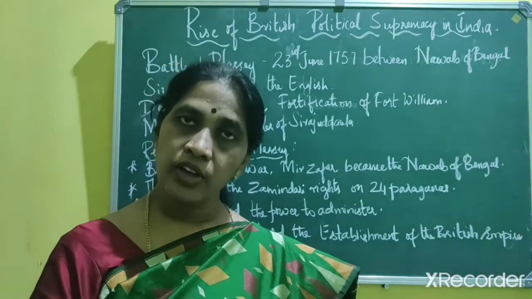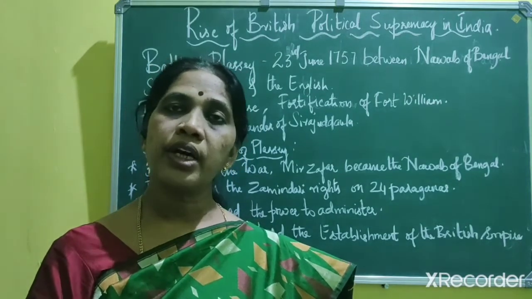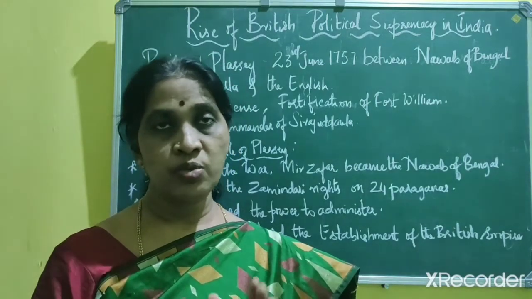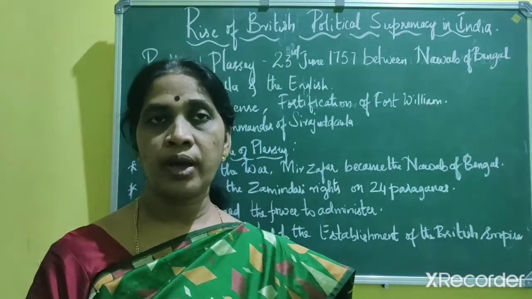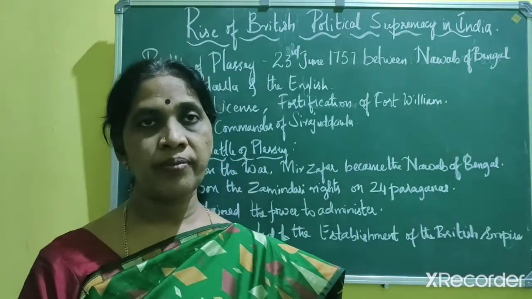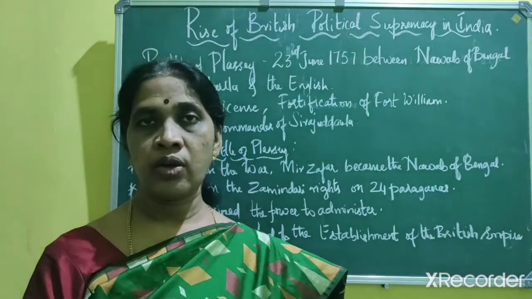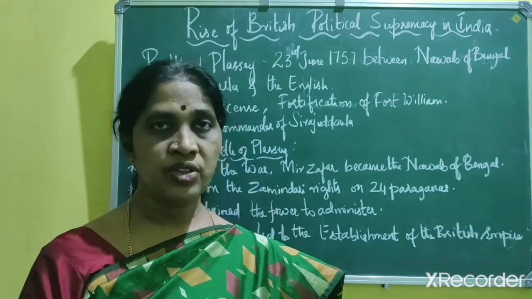In the year 1707, with the death of Aurangzeb, the Mughal Empire disintegrated. It broke into small petty, independent states, and the chief among them were Bengal, Bihar and Orissa. Alivardhan Khan ascended the throne of Bengal, and he was a great warrior and also a very able administrator.